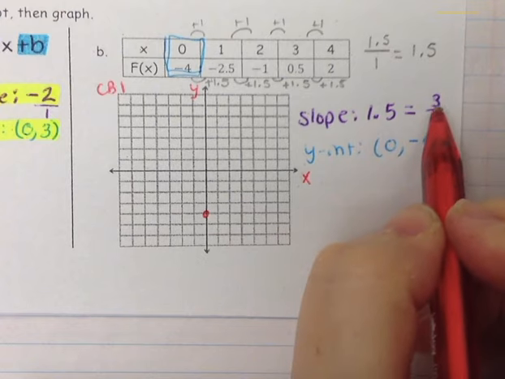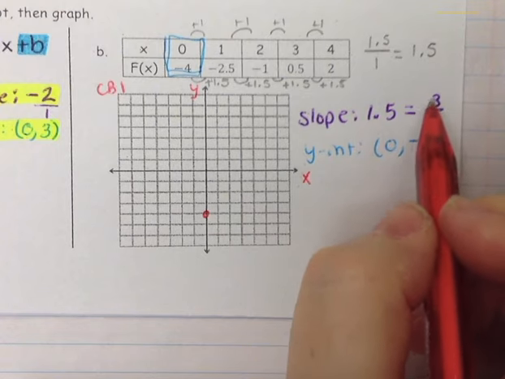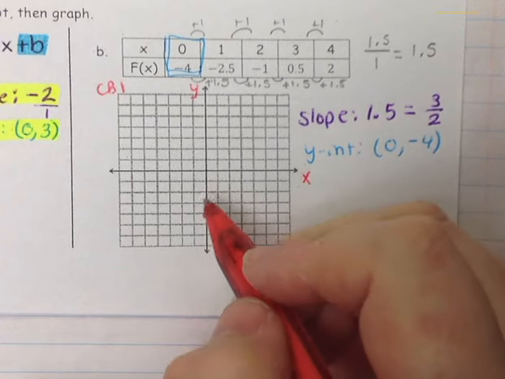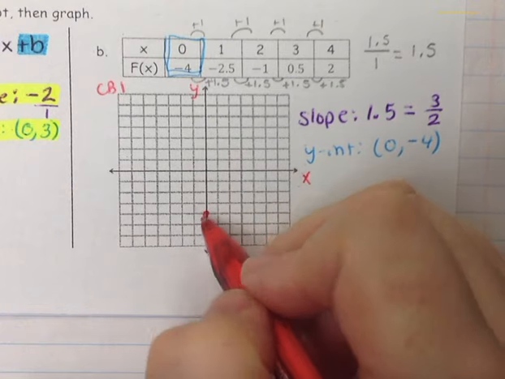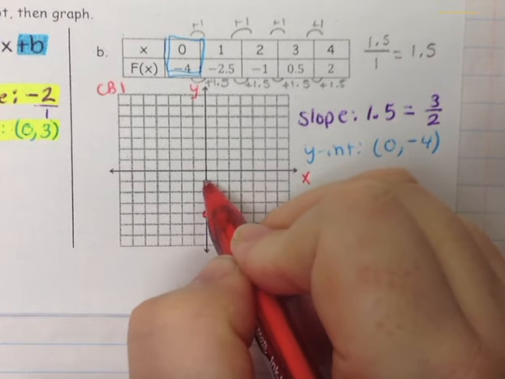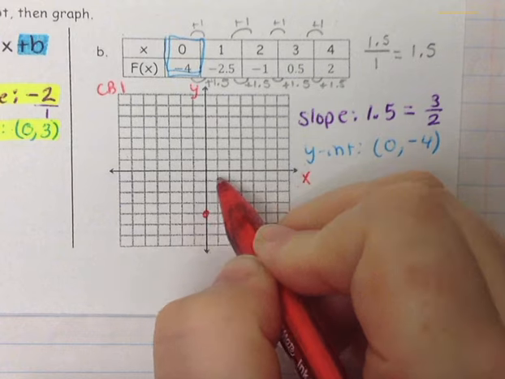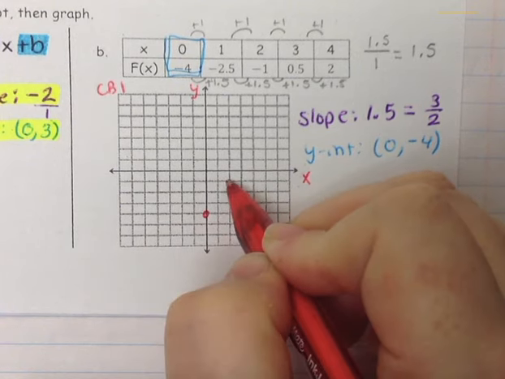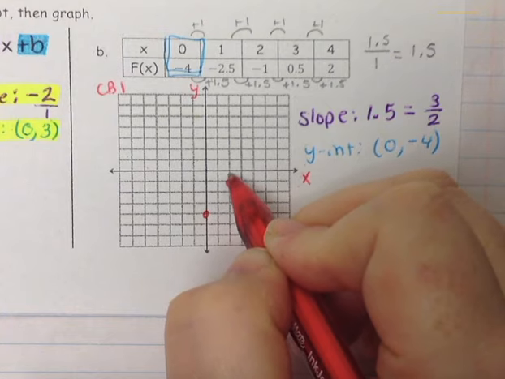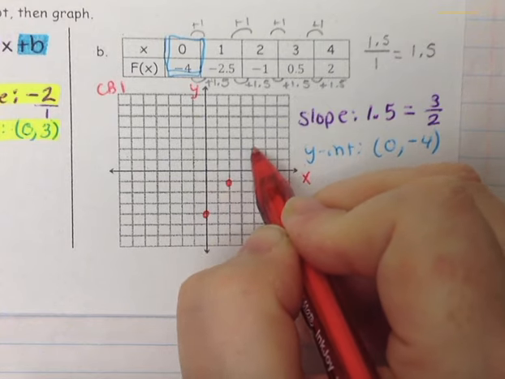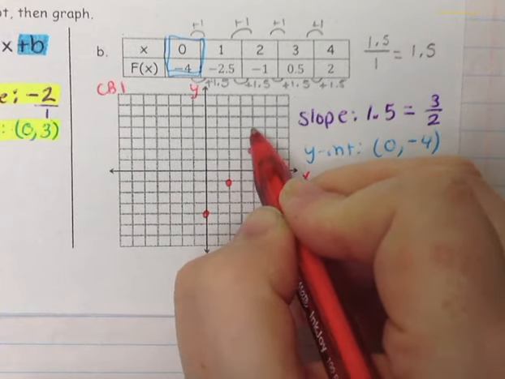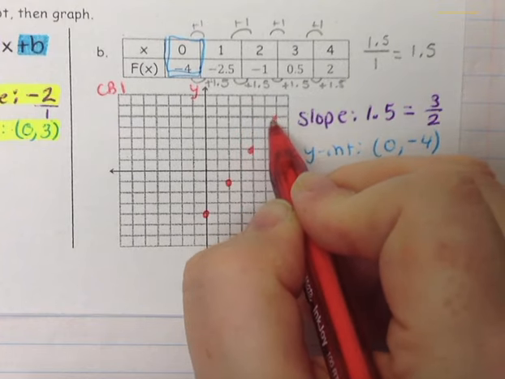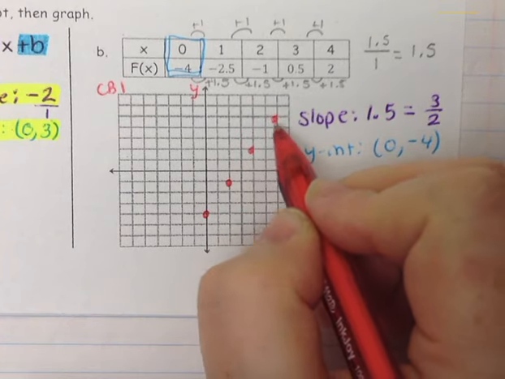And then our slope is 3/2. This is a positive 3 and a positive 2. So this is going to be a rise of positive 3, that means up 3, and then a run of positive 2, which means to the right 2. 1, 2. I'm going to do that again. So rise positive 3: 1, 2, 3. Run 2. Up 3. Right 2. This is as far as I can go up and to the right.